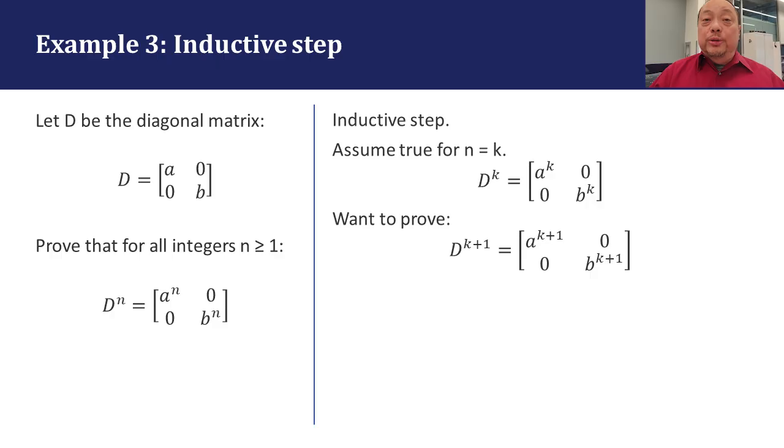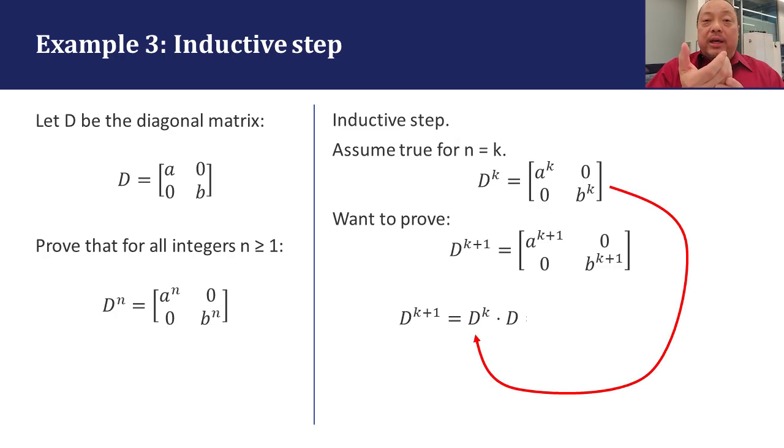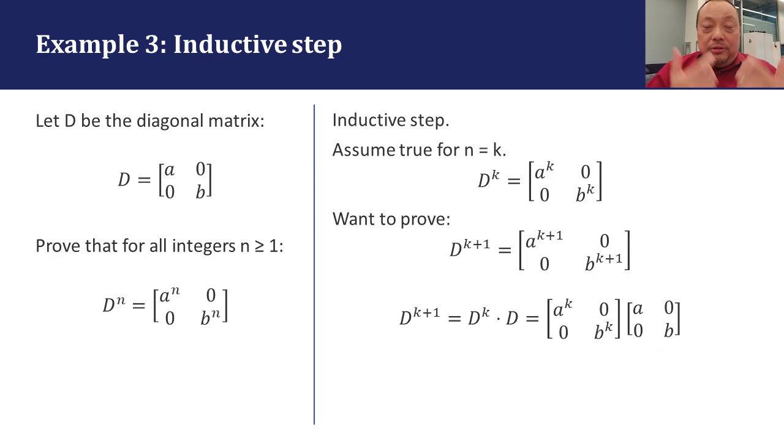Now let's work on the proof. How do we get the d to the power k inside of d to the power k plus 1? Aha! D to the power k plus 1 is equal to d to the power k multiplied by another d. And we know what d to the power k is equal to by assumption. And we know what d, the separate d, is equal to, is given in the question. So we plug it in.